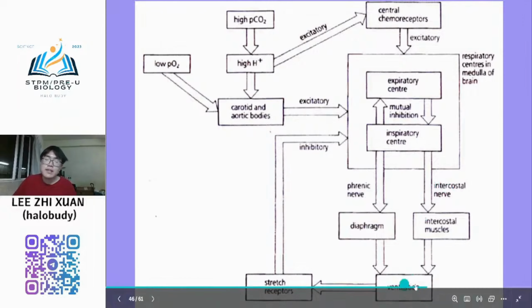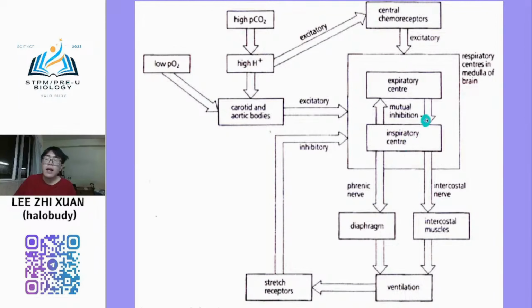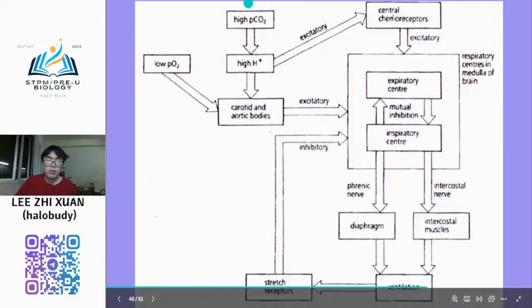Okay, now, it will increase the ventilation rate. Once the ventilation rate is increased very high, as your lung is stretching excessively, your stretch receptor will be stimulated, and then it will inhibit the inspiratory center. Once it is inhibited, the expiratory center will be stimulated. So it is a repeated process.